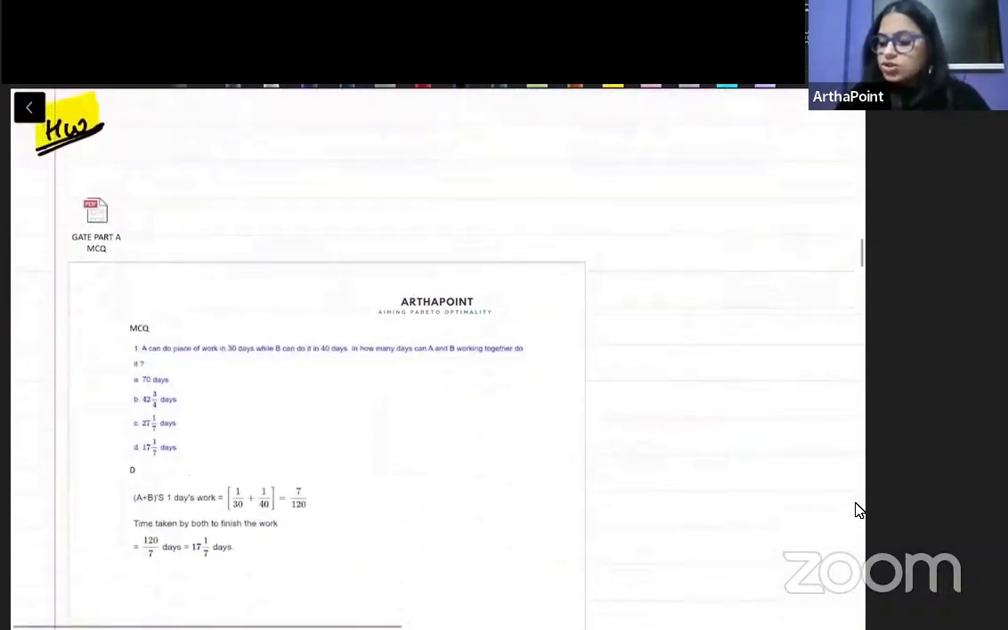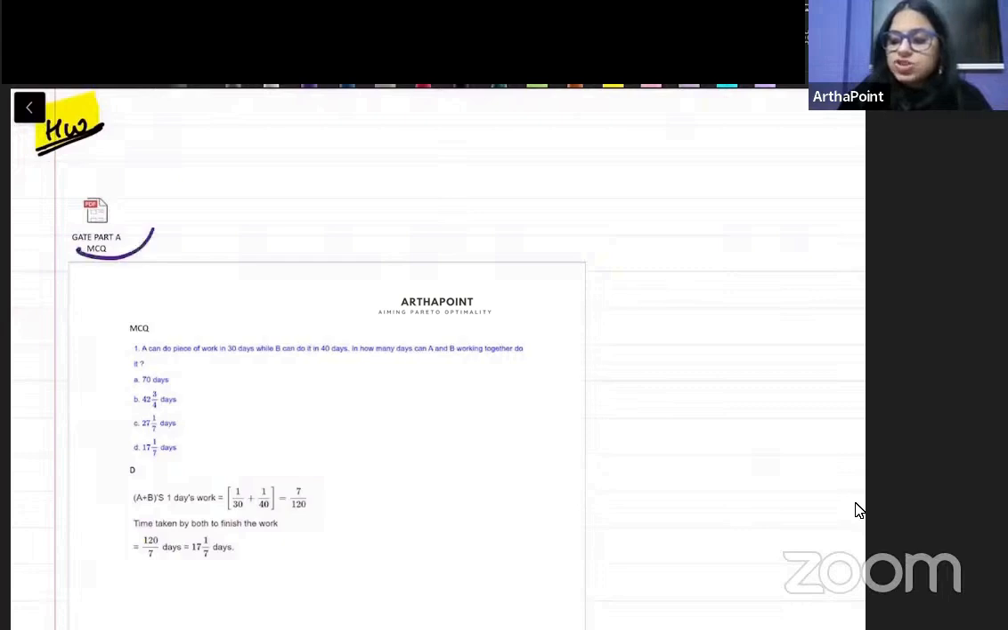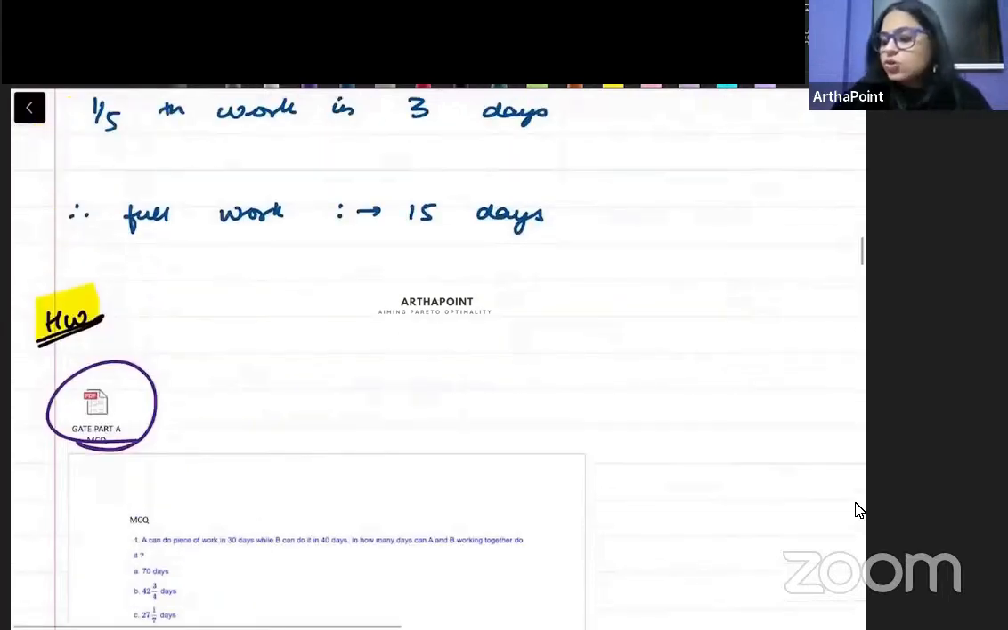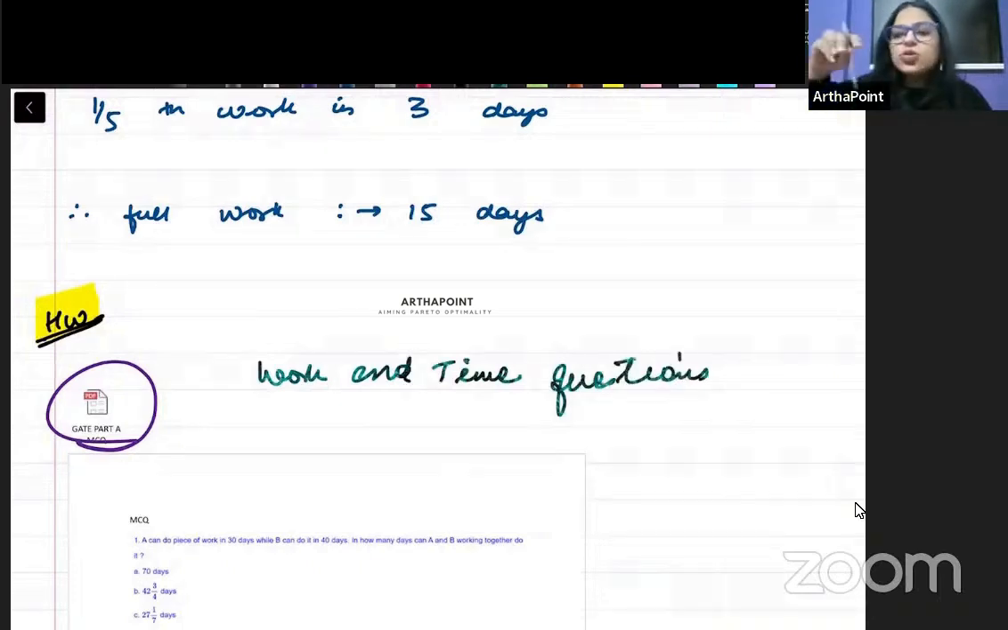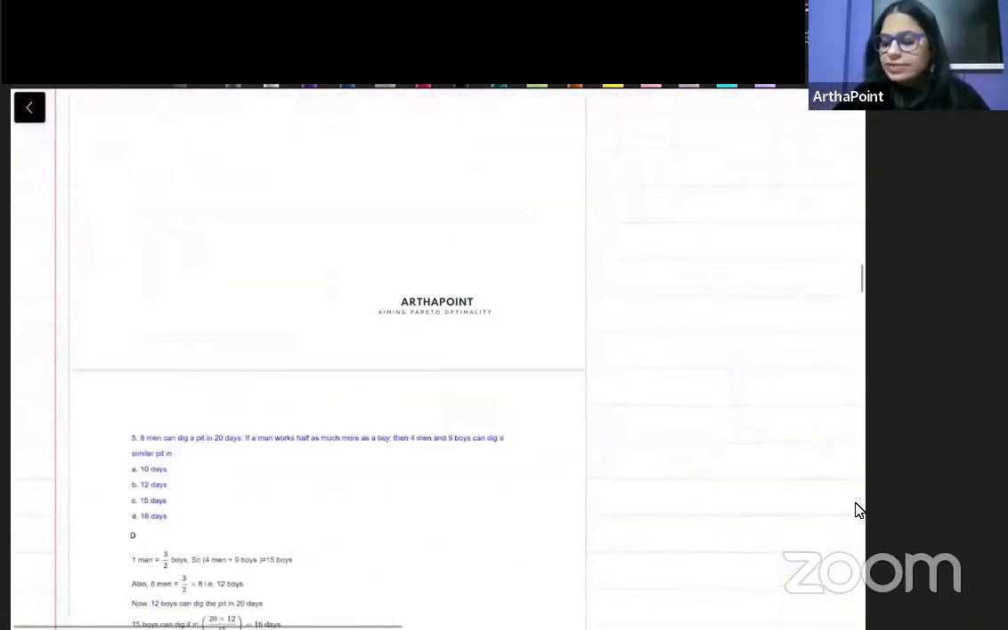Right, beta? So this is the second kind of questions which can come in exam. These are known as work and time questions. You will be given that A can do task in these many days, B in this, C in this, how many days the task will be completed. Such questions can be asked in exam. Okay, beta, this is your homework. I am just skipping it.